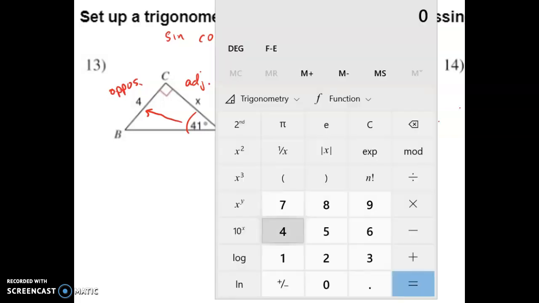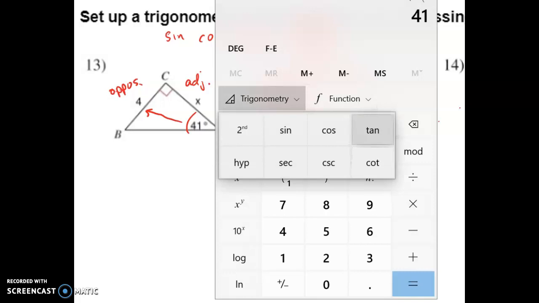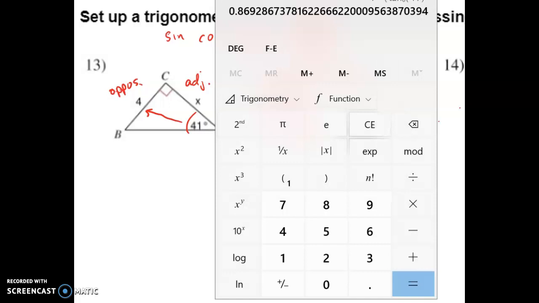Here's my calculator. So I've got 4 divided by, and then I want to find the tangent of 41. So first thing I'm going to do is enter the number 41. And then I'm going to go up to this trigonometry, and I want to pick tangent. So it's going to take the tangent of whatever number I have up here. Tangent of 41 looks like that. It's a big ugly decimal.